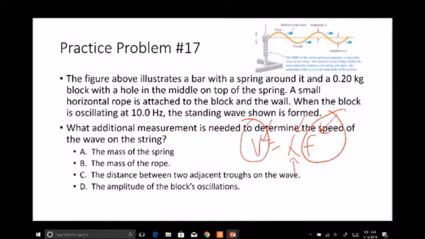The wavelength is the distance between any 2 adjacent points, same points on 2 adjacent waves. So it could be between 2 adjacent troughs or 2 adjacent crests. So what I'm saying is that the answer we're looking for here, the wavelength, can be expressed as C. So answer C on problem number 17.